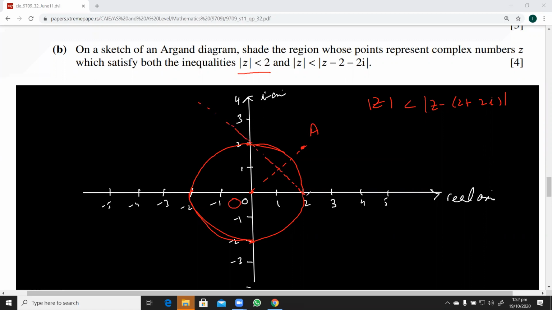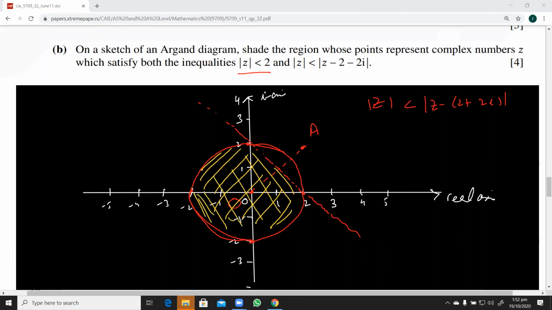So if you show it like this, it means you're doing this correctly, okay? Now this means that the locus is inside the circle because it says less than. So it is inside the circle and nearer to the origin, okay? So all this region is showing the locus of Z. Do you agree with this or not?